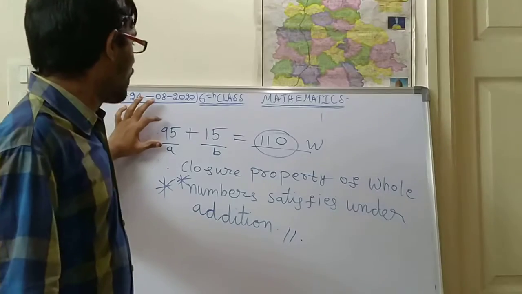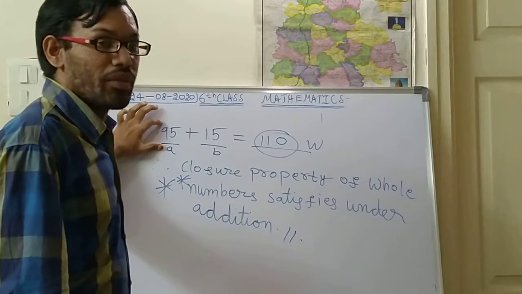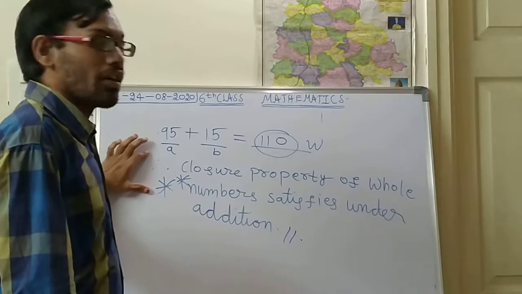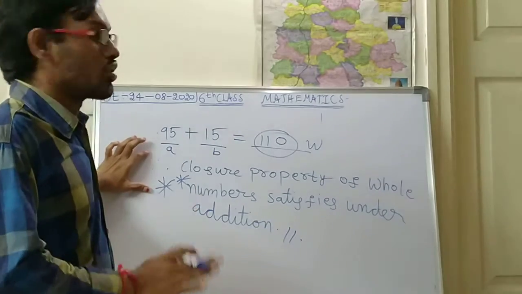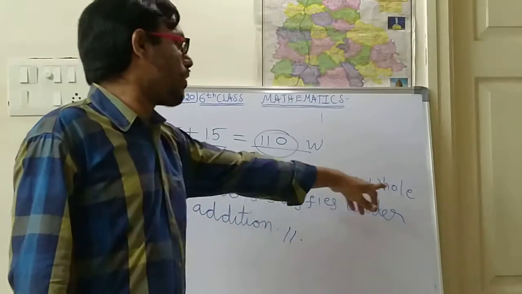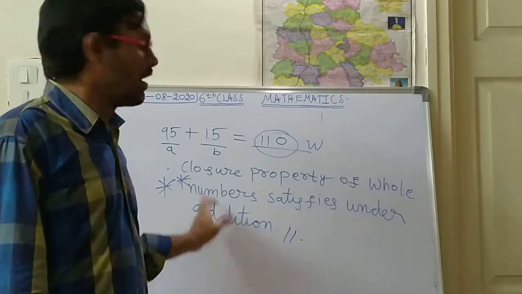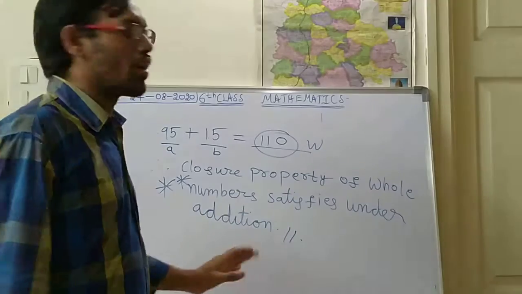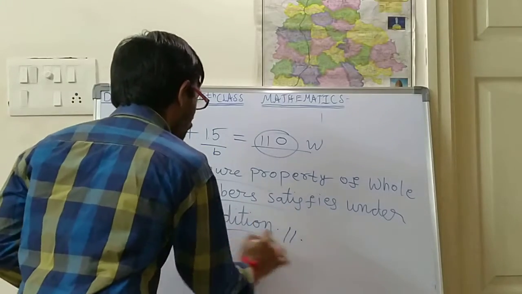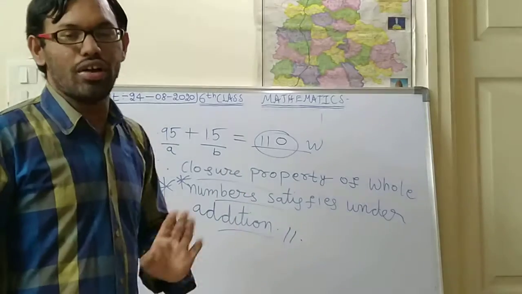Because here we are not only asked to solve this problem, but also to conclude the point. On what basis do we conclude? On the basis of the closure property of whole numbers, which is satisfying under addition. This is a very important thing that you have to remember in your mind. I hope now you have understood.